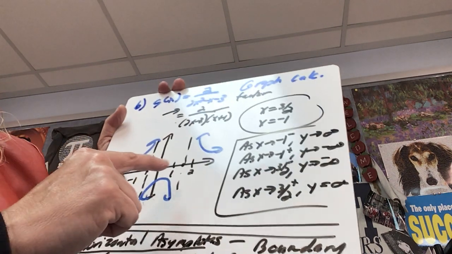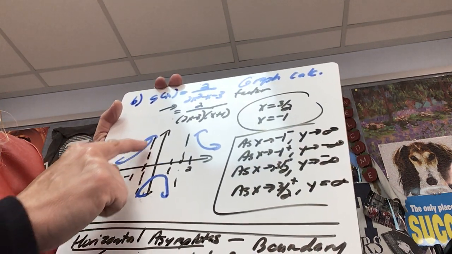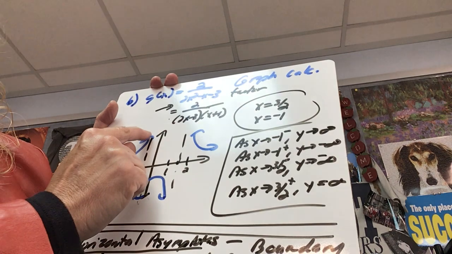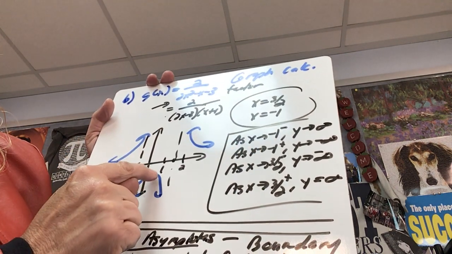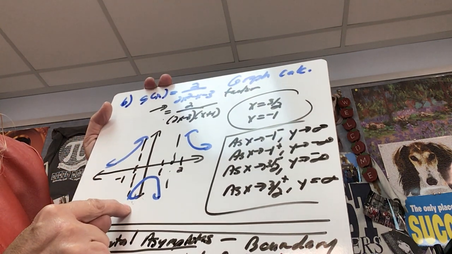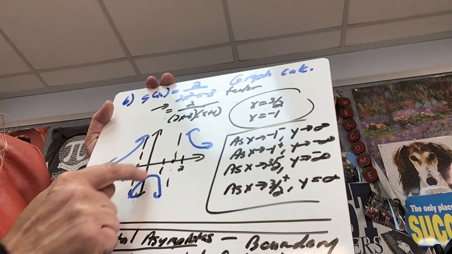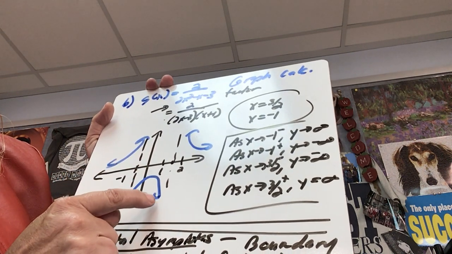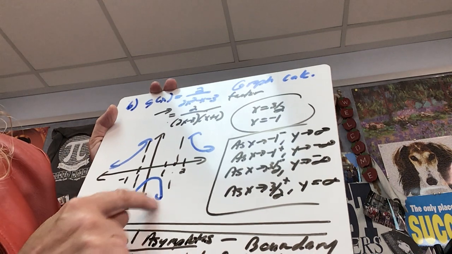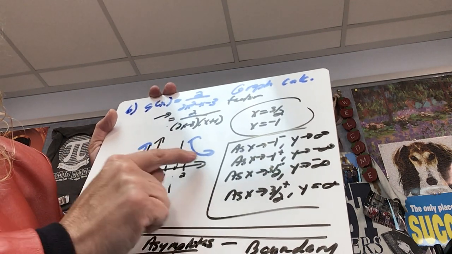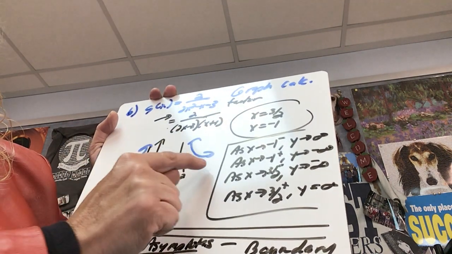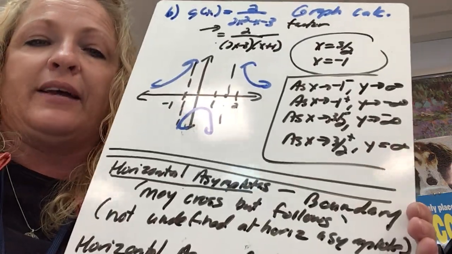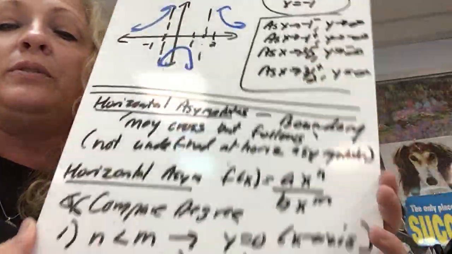All right, so let's describe behavior around the asymptote. As x approaches negative 1 from the left side, y goes to infinity. As x approaches negative 1 from the right side, y goes to negative infinity. As x approaches 3/2 from the left side, y goes to negative infinity. And as x approaches 3/2 from the right side, y goes to positive infinity. Always know what to expect. Don't put it on your calculator first. Find your asymptotes.